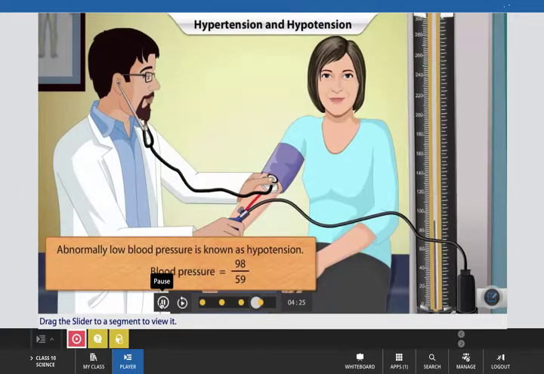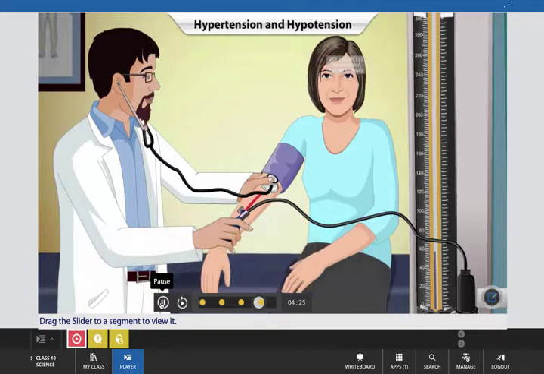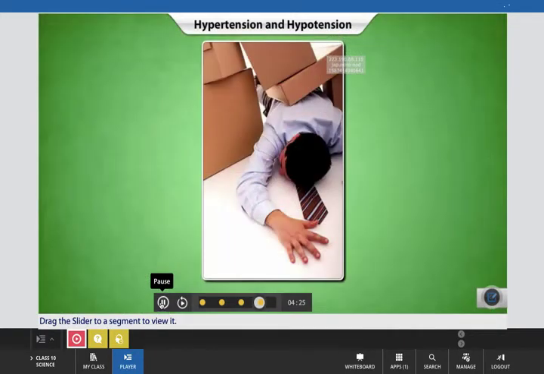A condition of abnormally low blood pressure is called hypotension. The heart, brain, and other organs of the body do not get enough blood due to low blood pressure. Dizziness and fainting are common symptoms of hypotension. Severe hypotension can be fatal.